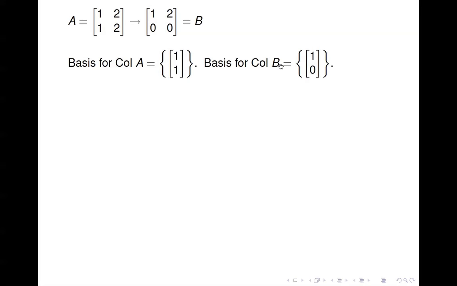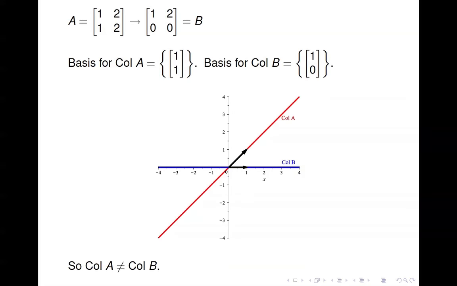If we want a basis for the column space of B, that's straightforward because B's already in echelon form, so we know what the pivot columns are. There's only one, the first column, so that's a basis for the column space of B. Okay, so if we look graphically at the column spaces of each of these matrices, the red line here, you can see this vector right here, this is 1, 1, and so this red line is any multiple of the vector 1, 1, so the red line is the column space of A. This vector here is 1, 0, and since that's a basis for the column space of B, the blue line, or the x-axis, is the column space of B, right? All multiples of 1, 0.